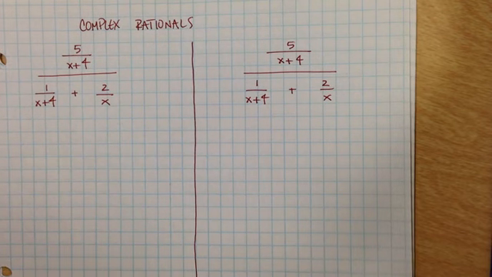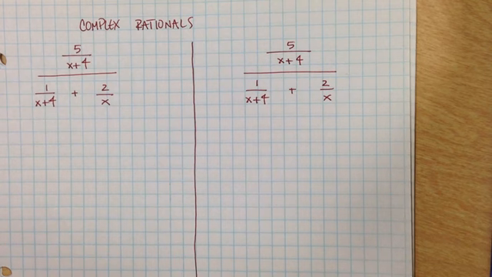We are dealing today with complex rationals. I'm going to actually take two approaches to this problem here. I'm going to do them side by side, but I won't be doing them simultaneously side by side. I'm going to show you two different approaches. What you use is really up to you.